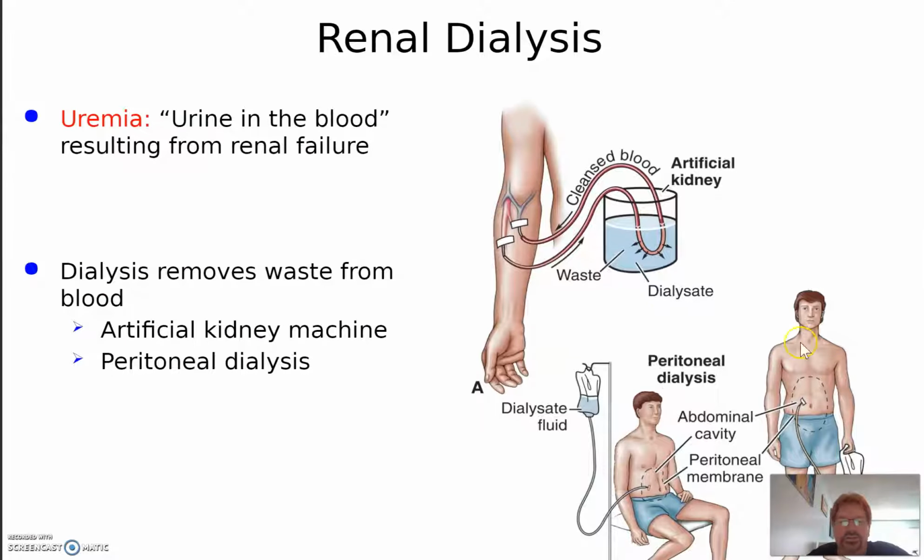Here's renal dialysis. There's a couple different kinds. Uremia is urine in the blood resulting from renal failure. Dialysis removes waste from blood. It's an artificial kidney machine, which you go in and get hooked up to like 3 times a week for like an hour and a half at a time.